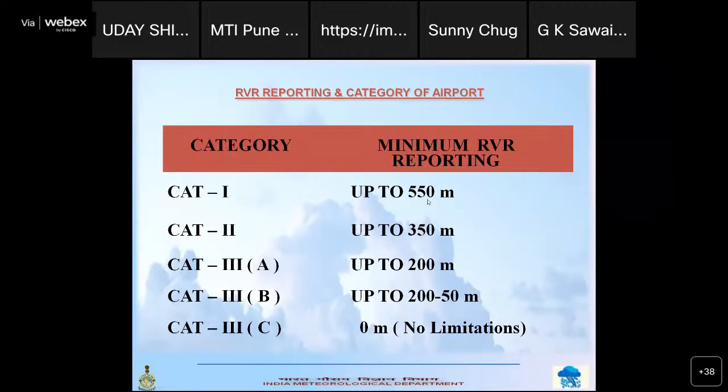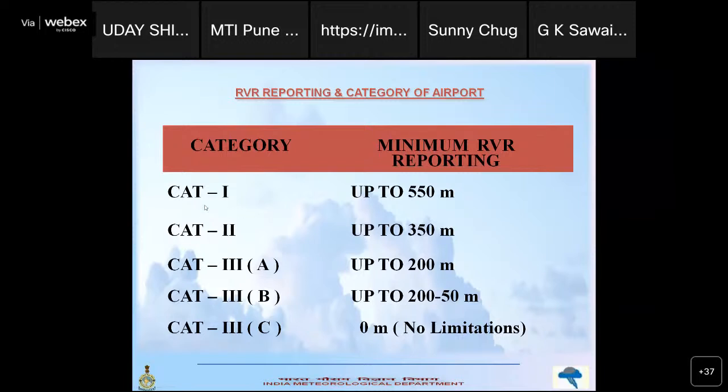For example, up to 550 meter visibility is given to the category 1 airport. Means if visibility above 550 meter RVR is there, then only you can land at a category 1 airport. At a category 2 airport, the pilot can be allowed to land up to 350 meter RVR, because the instrument facility is increasing. As the category of the airport improves, the instrument facilities at that airport also increase.